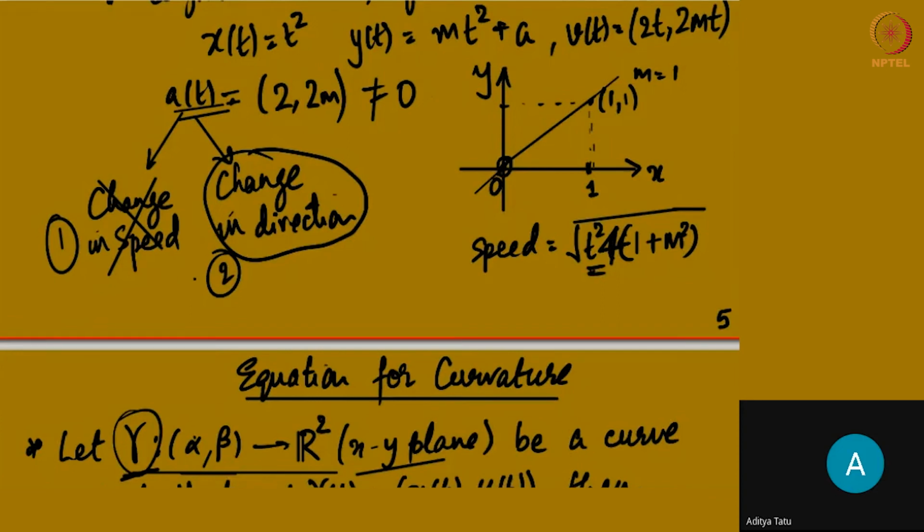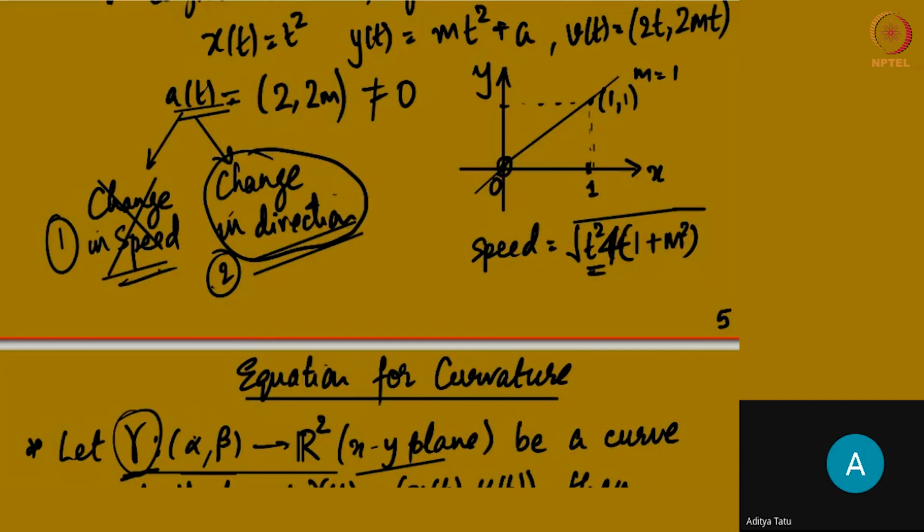So therefore, I am only interested in the acceleration due to change in direction, not in the acceleration due to change in speed. So then the obvious question is, how do I factor out the acceleration due to change in speed? And I factor it out by imposing this condition that no, you are not allowed to change the speed at least.